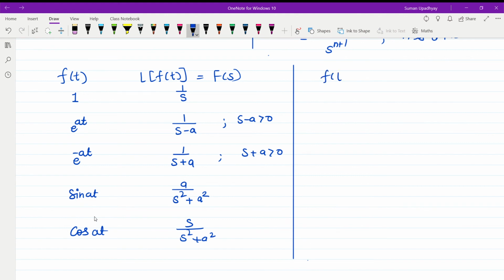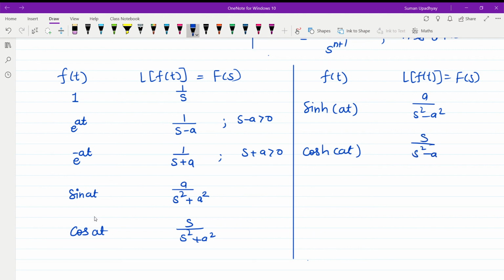Again, the Laplace transformation of f of t is f of s. For hyperbolic sine of at, its Laplace transformation is a upon s square minus a square. For hyperbolic cosine of at, it is s upon s square minus a square. And for t raised to n, we have gamma of n plus 1 upon s raised to n plus 1, or you can have n factorial upon s raised to n plus 1 when n is an integer. So that's it. Thank you.